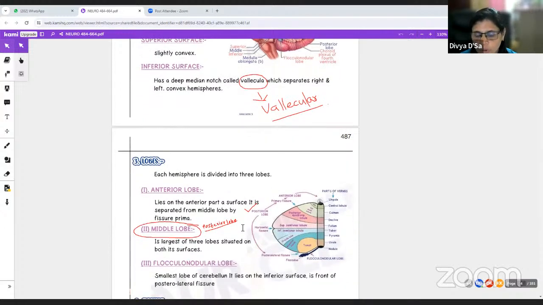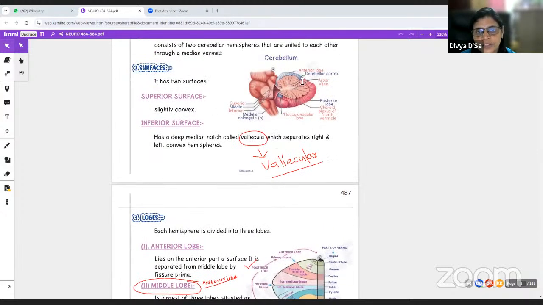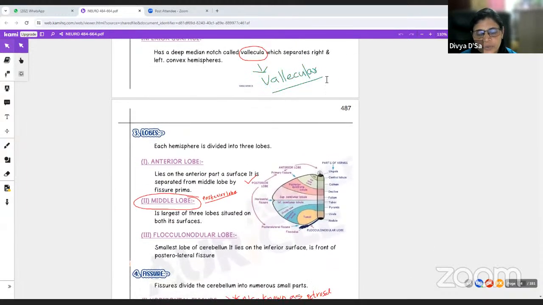The middle lobe is also called the posterior lobe. In some books, they mention it as the middle lobe. That's correct. The anterior lobe lies in the anterior, that is the superior part, and it is separated from the posterior or middle lobe by the fissura prima. The fissura prima will be on this surface here. This blue part that you are seeing will be the anterior lobe, and that will be the fissura prima. The rest will be the middle or posterior lobe.